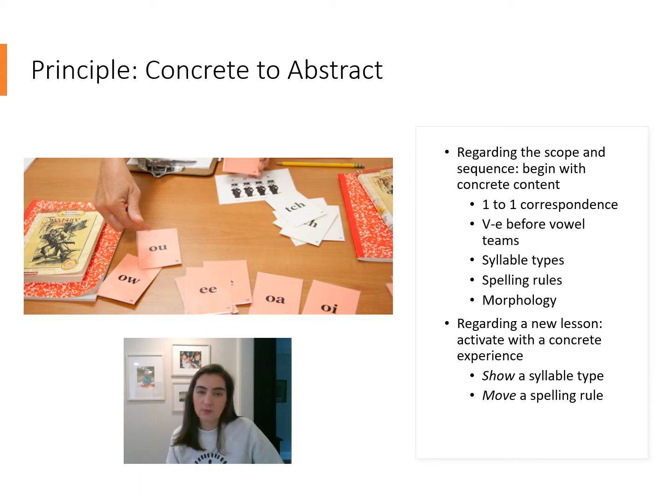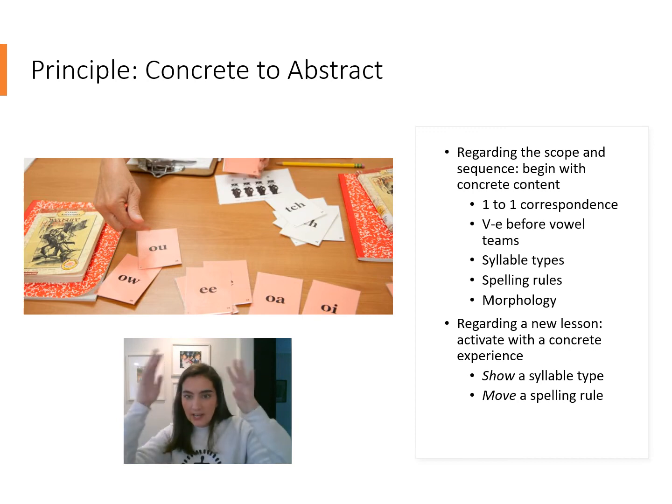Another way to interpret this principle is to think about how you can take something that is abstract and make it concrete. So if you're talking about syllable types, instead of just rattling off, okay, a closed syllable has one short vowel, it's closed in by one or more consonants at the end. Using all that language can be really abstract for our students. To take in and hear all that terminology can be kind of messy. It might make more sense to show it to them.